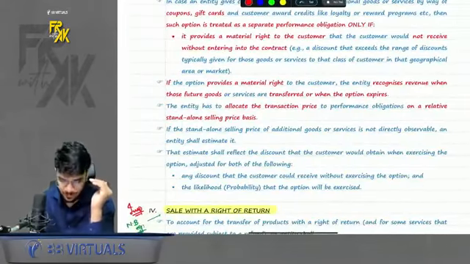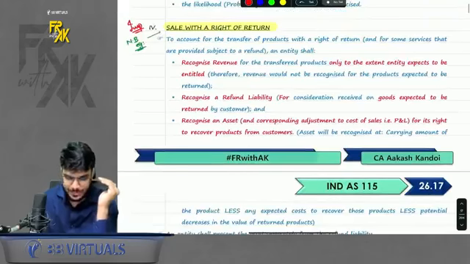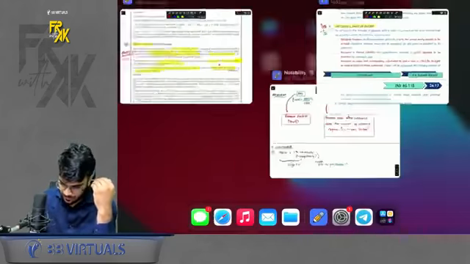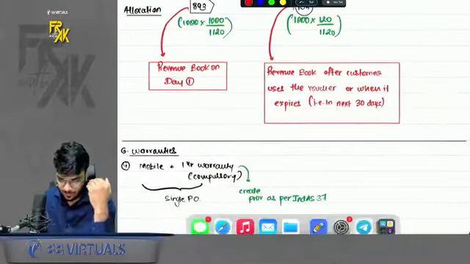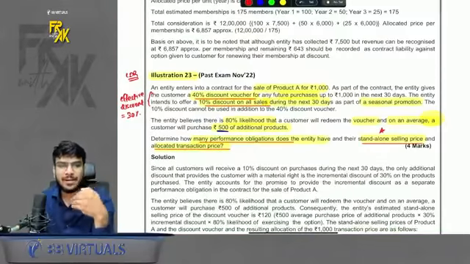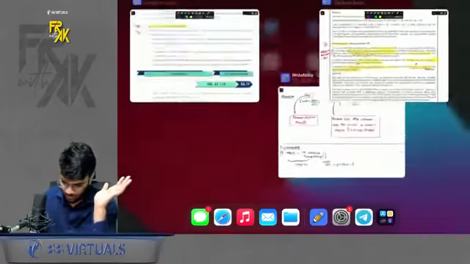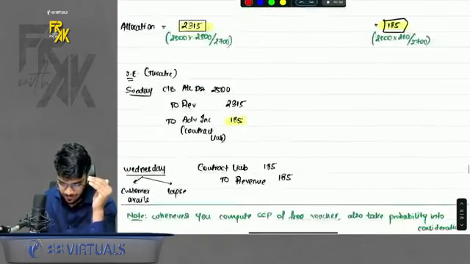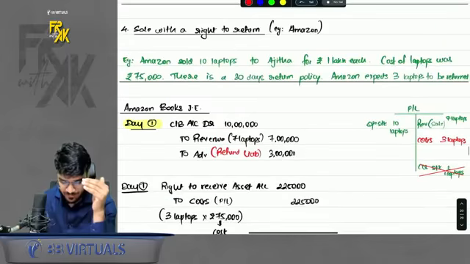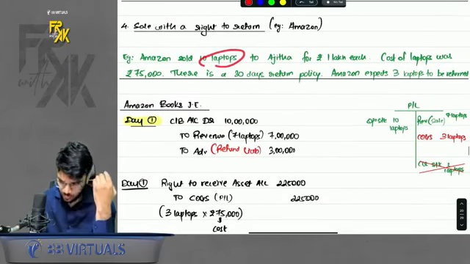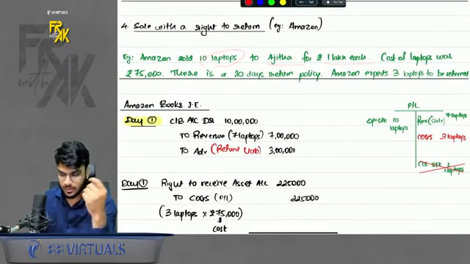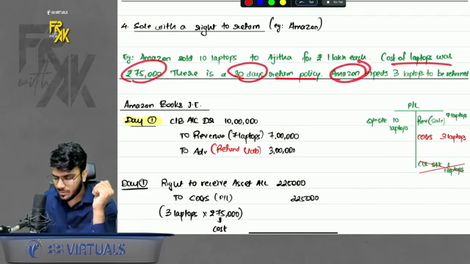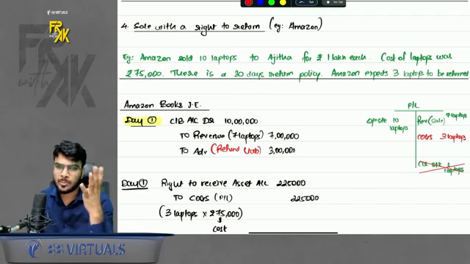Yes? Chalo. Next point is sale with a right to return. What is the meaning of this? Sometimes what happens is company makes a sale to the customer with an option that customer can return the goods in future. Okay. So how to book the revenue? Please have a look here. That is sale with a right to return. So I took one example here. I will try to explain everything with the help of example. Let's say Amazon sold 10 laptops to Ajita for 1 lakh each. Cost of laptop was 75,000. There is a 30-day return policy. Amazon expects 3 laptops to be returned.